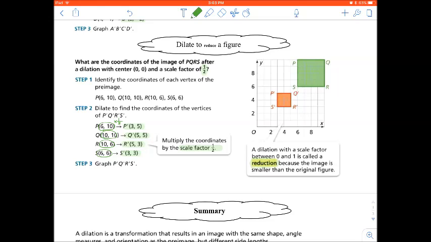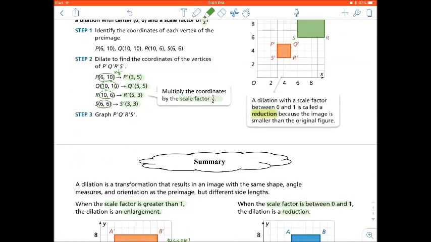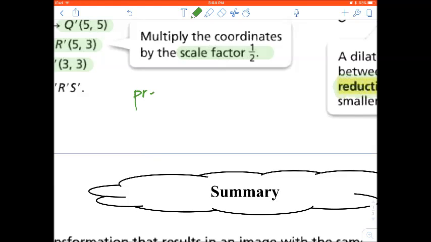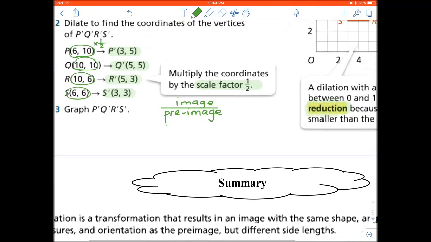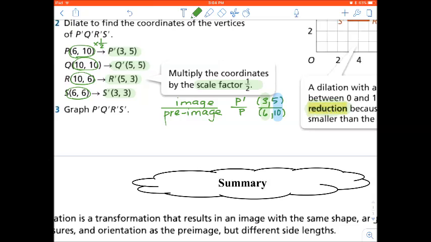Something I want to tie in, if you take a look at the top of our notes here, we did say that the scale factor is the ratio of the image to the pre-image length. And so just to toss that idea in here, if we want to compare the pre-image to the image in a fraction form, pick any of the points P, Q, R, S, and maybe we pick P. The pre-image is P, the image is P prime. And if I write the coordinates for each of these, P prime is at 3, 5 based on our math, and P is at 6, 10. And how to get the scale factor from here is to look at the x coordinates together or to look at the y coordinates and to look at them as a fraction in simplified fraction form.